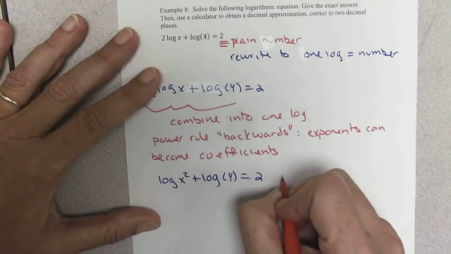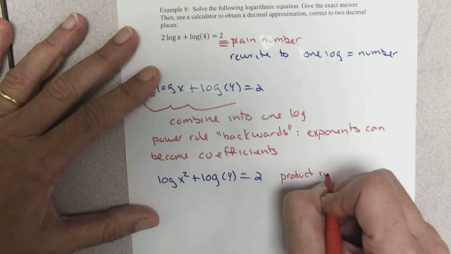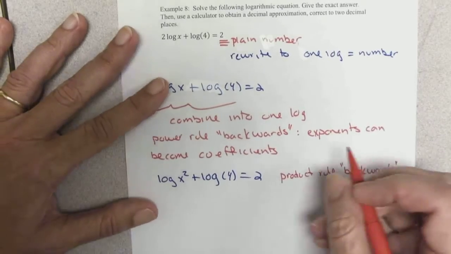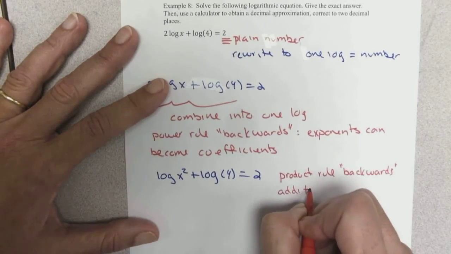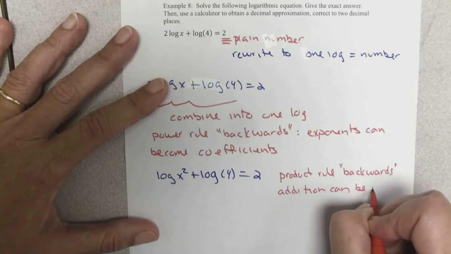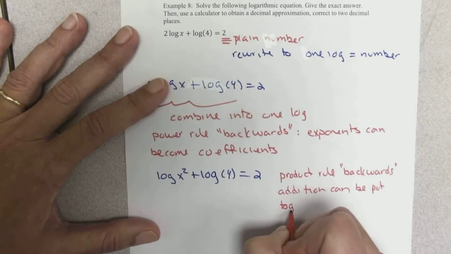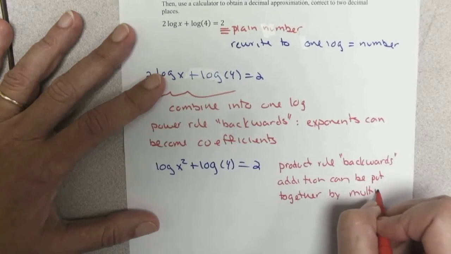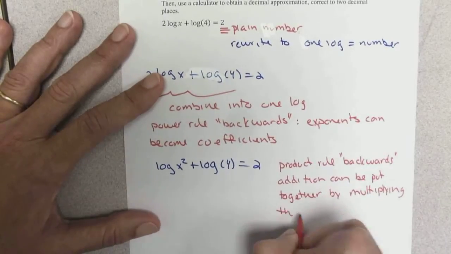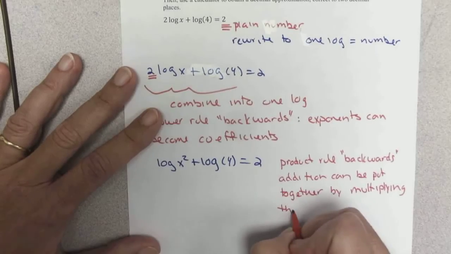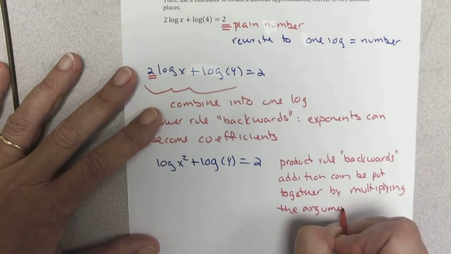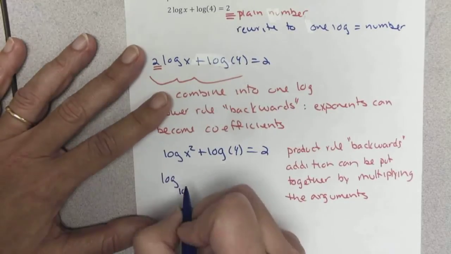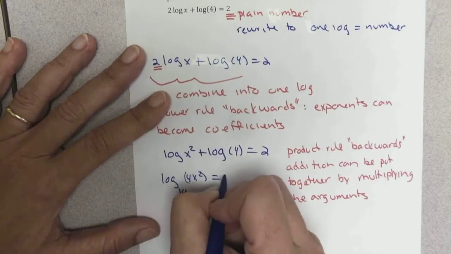Continue to combine. Product rule backwards. Addition can be put together by multiplying the arguments. So this becomes log, very explicitly, base 10 of 4x squared equals 2.